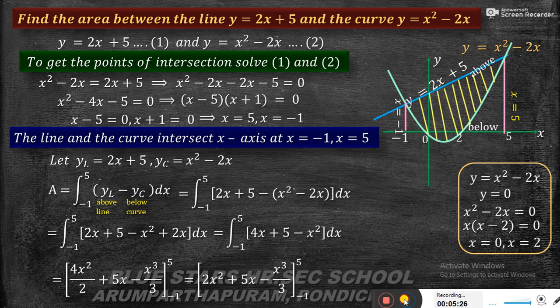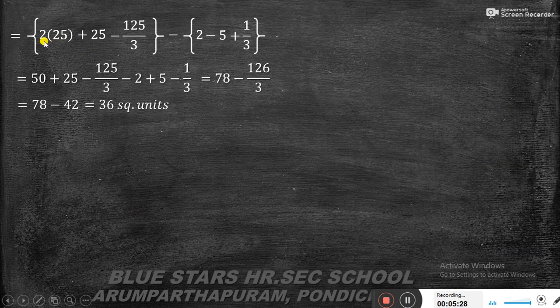In the next step, we apply the upper limit minus the lower limit. Upper limit means 2 into 25 plus 25 minus 125 by 3, minus of 2 minus 5 plus 1 by 3. So 2 into 25 is 50, plus 25, minus 125 by 3, minus 2 plus 5 minus 1 by 3. Equal to 50 plus 25 is 75, 75 plus 3 is 78, minus 125 by 3 minus 1 by 3, that is minus 126 by 3. So 78 minus 42 equals 36 square units. This is the answer for this problem.